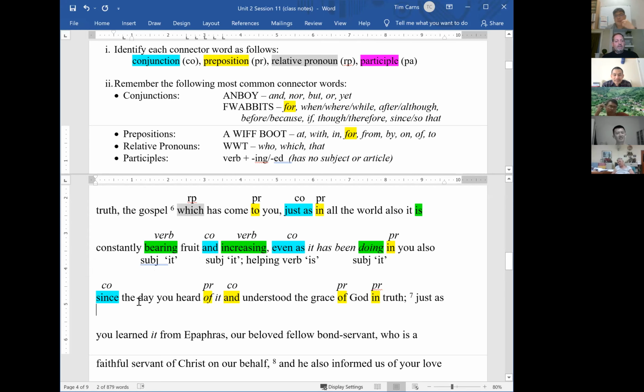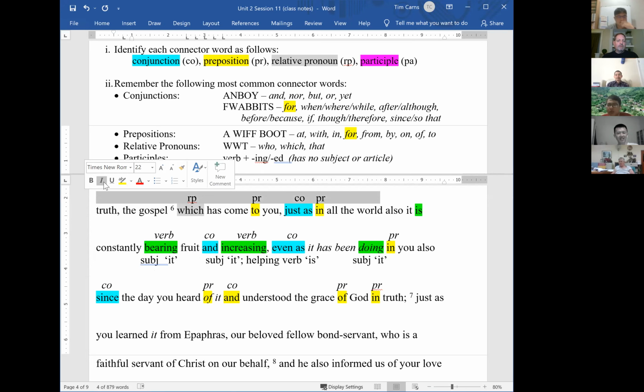Sometimes it should say since the day you heard it. But in English, sometimes a preposition will find its way in. This is called a prepositional verb. All right, we're not going to go into that. That'll be, by the way.